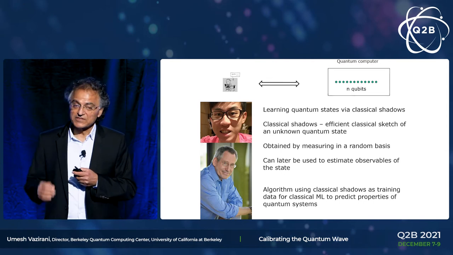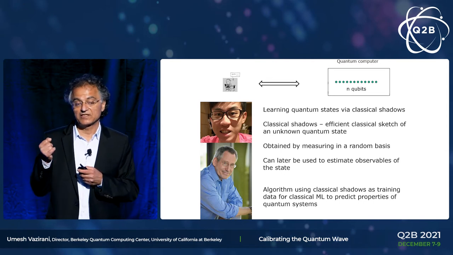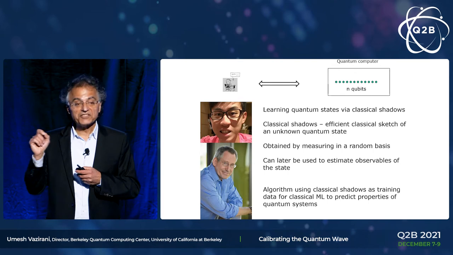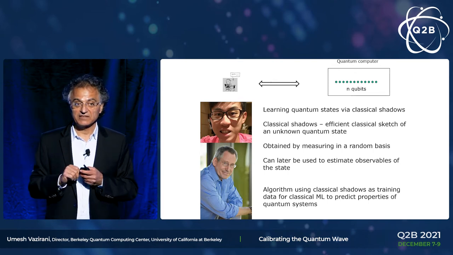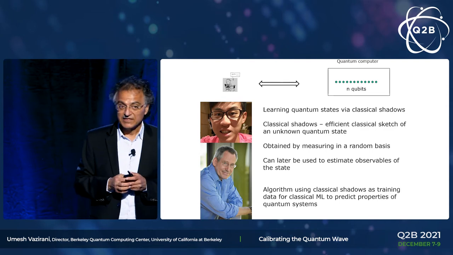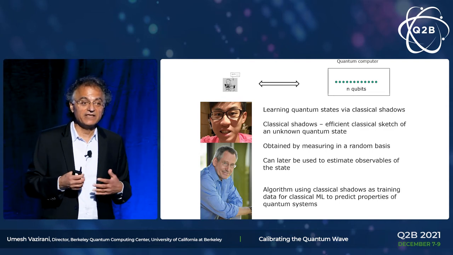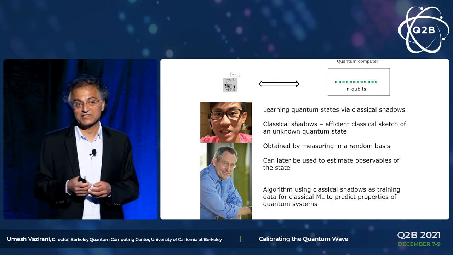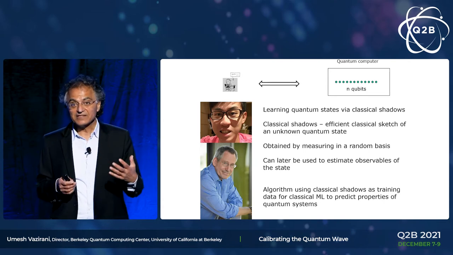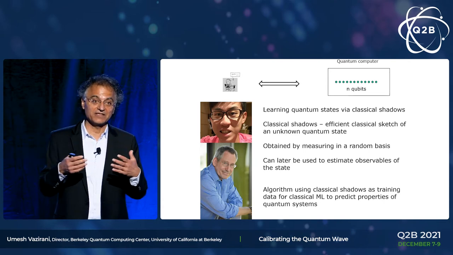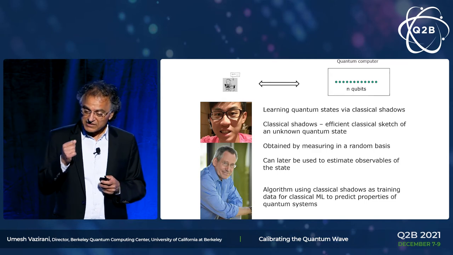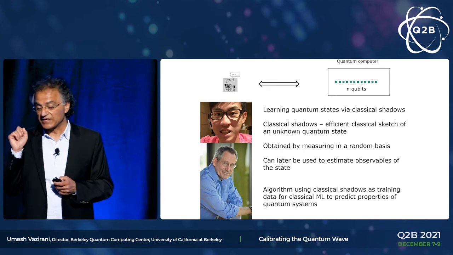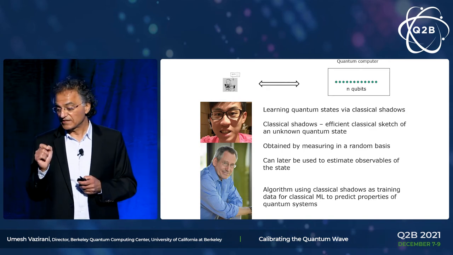And so these classical shadows are actually efficient classical sketches of that quantum state that are created by measuring the quantum state in a random basis. Could be in a random Clifford basis, for example. Now the point of these measurements is that they can later be used to estimate observables of that given state. So in a sense, the sketch can be used later to do what you want. So what they actually proposed was an algorithm that uses these classical shadows as training data for a classical machine learning algorithm.